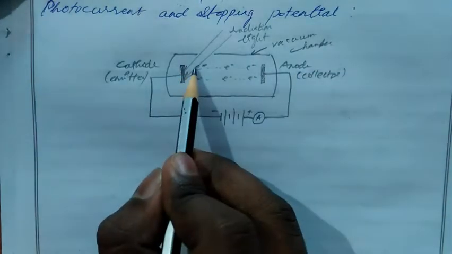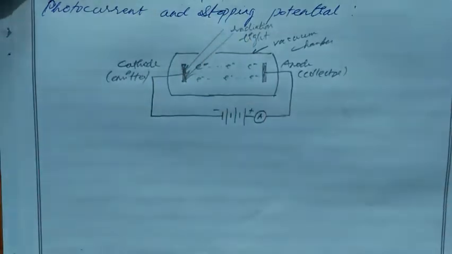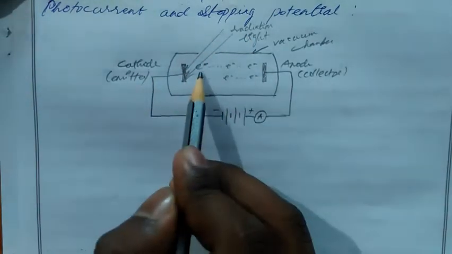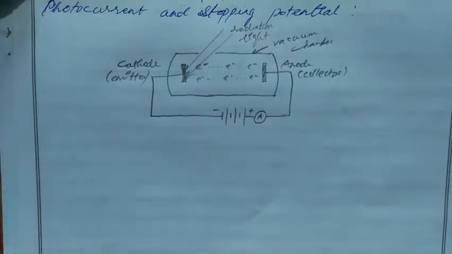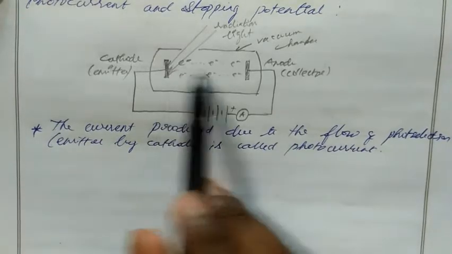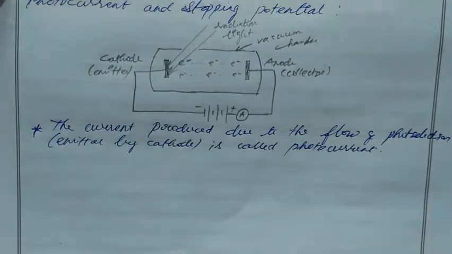When an electron comes out from the metal due to these photons, due to this light energy, this electron is known as a photoelectron. Because of the movement of electrons, we get some current. That current is known as photocurrent. The current produced due to the flow of photoelectrons emitted by the cathode is called photocurrent.